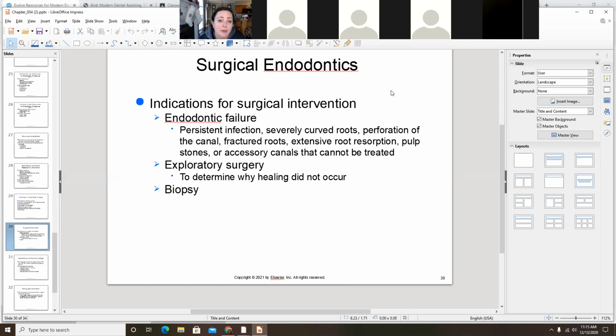Or like if you get in there to do a root canal and the root is fractured, is that root canal worth it? Is it? No, it's going to fail, right? And then at that point, the patient's going to need an extraction, okay? Exploratory surgery to determine why healing did not occur, or a biopsy, okay?